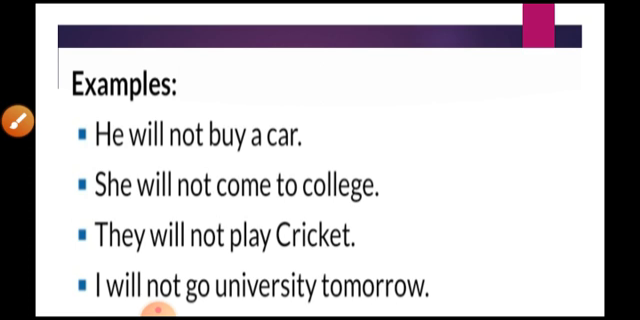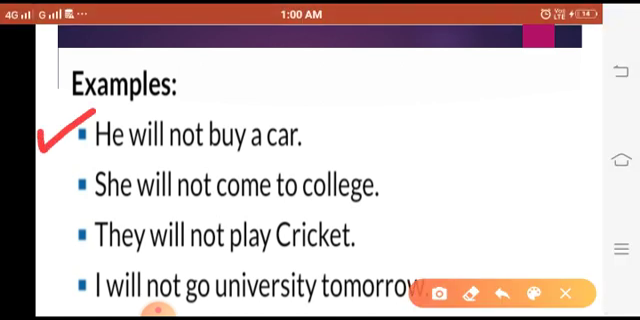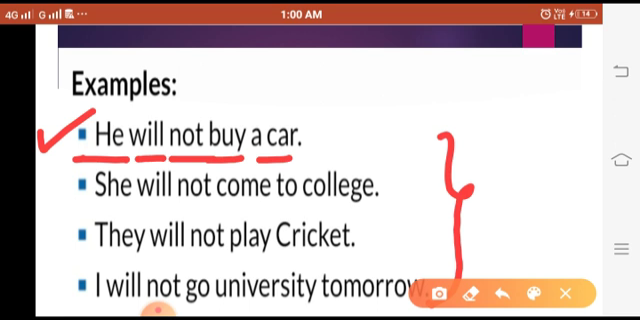Now these are the examples based on the sentence structure that we just talked about. First, he will not buy a car. He is subject, will is auxiliary verb, not, because we are talking about negative sentences. Buy is first form of the verb. A car is an object here. Now the rest of the sentences have also been formed using the same sentence structure.